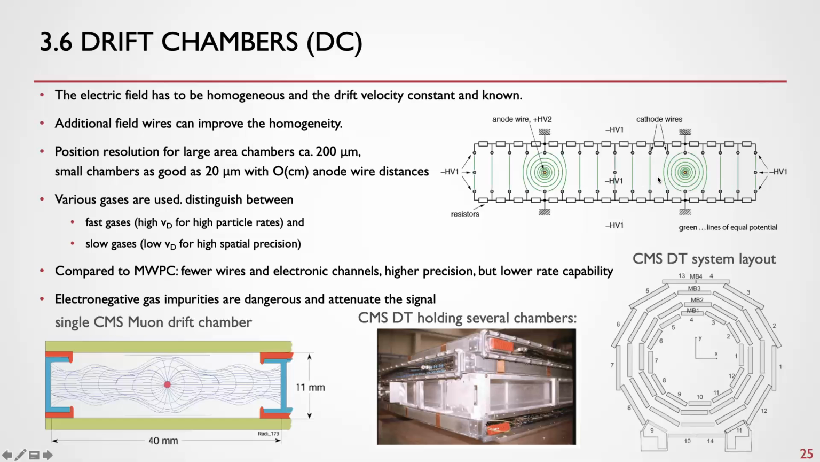There are only a few anode wires that are read out for a given spatial or timing resolution. Therefore, with fewer wires, one can achieve higher precision, but if it becomes too low, the rate capability is of course reduced accordingly. In these large detector volumes, one always has the problem of electronegative gas impurities.